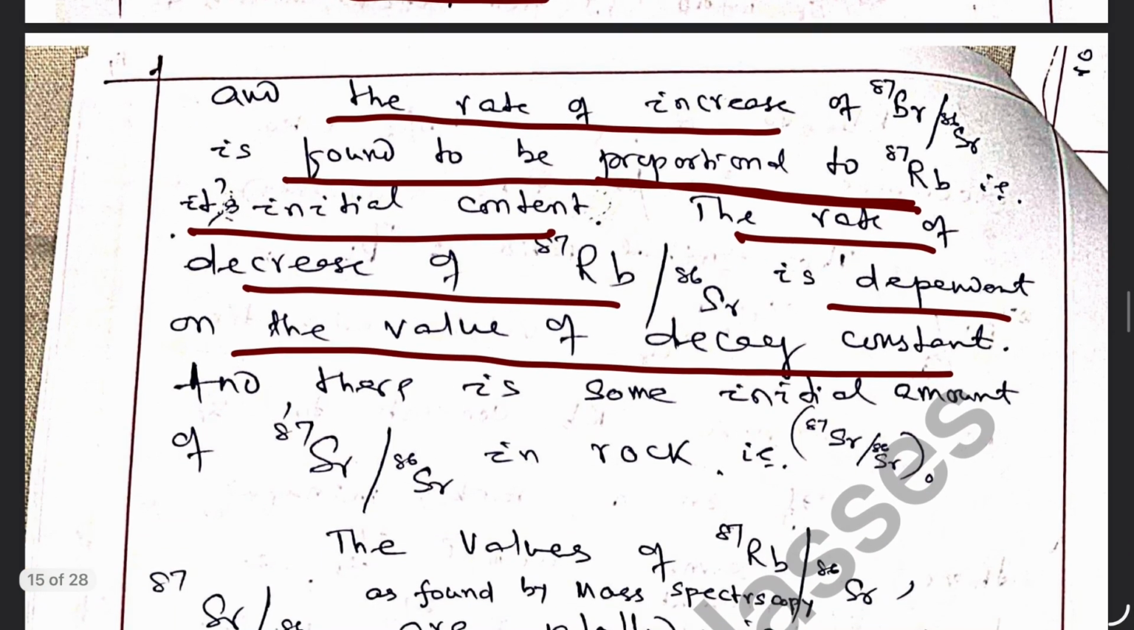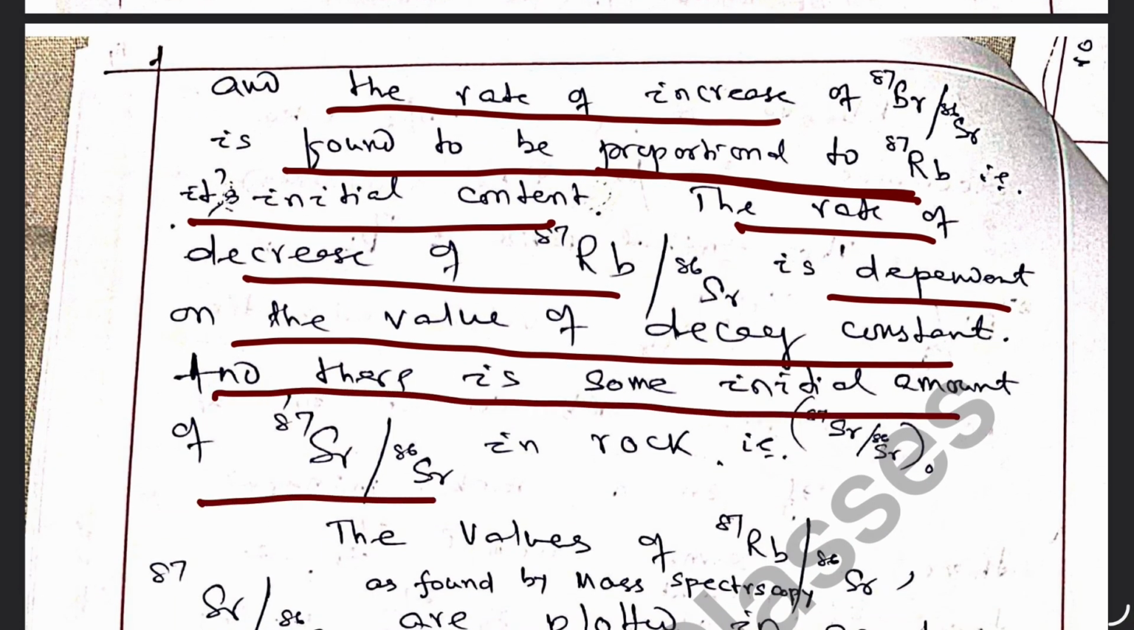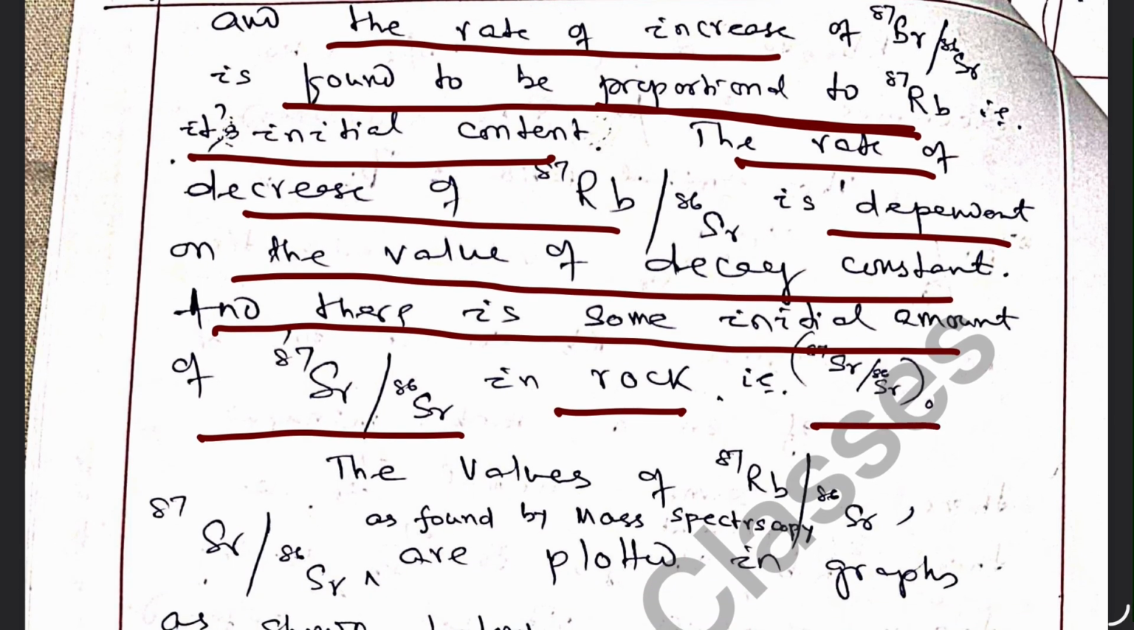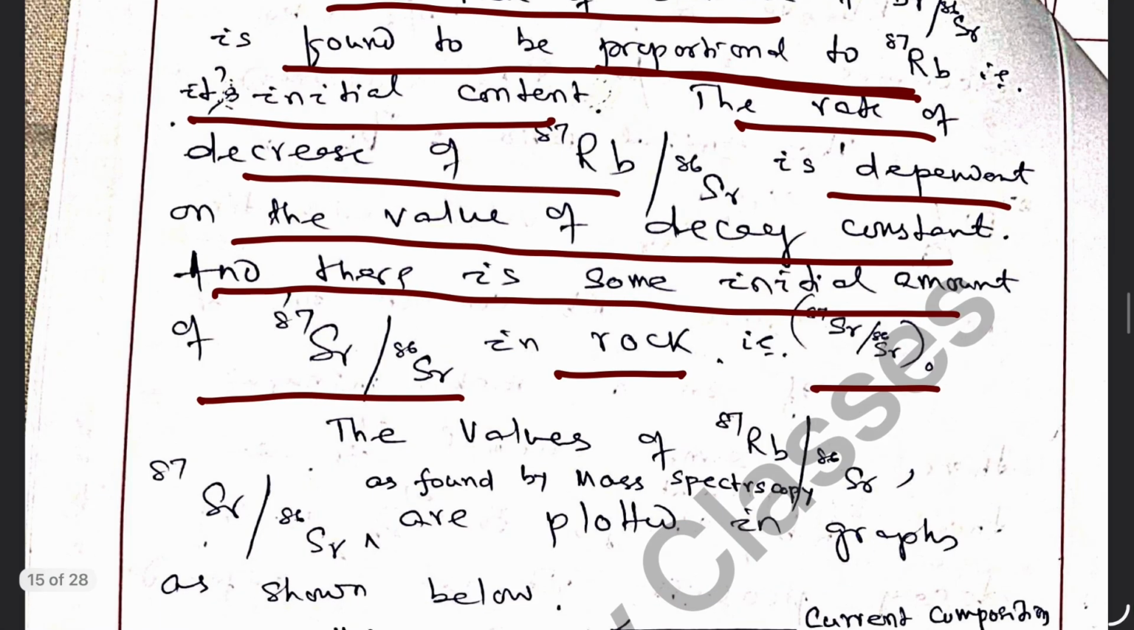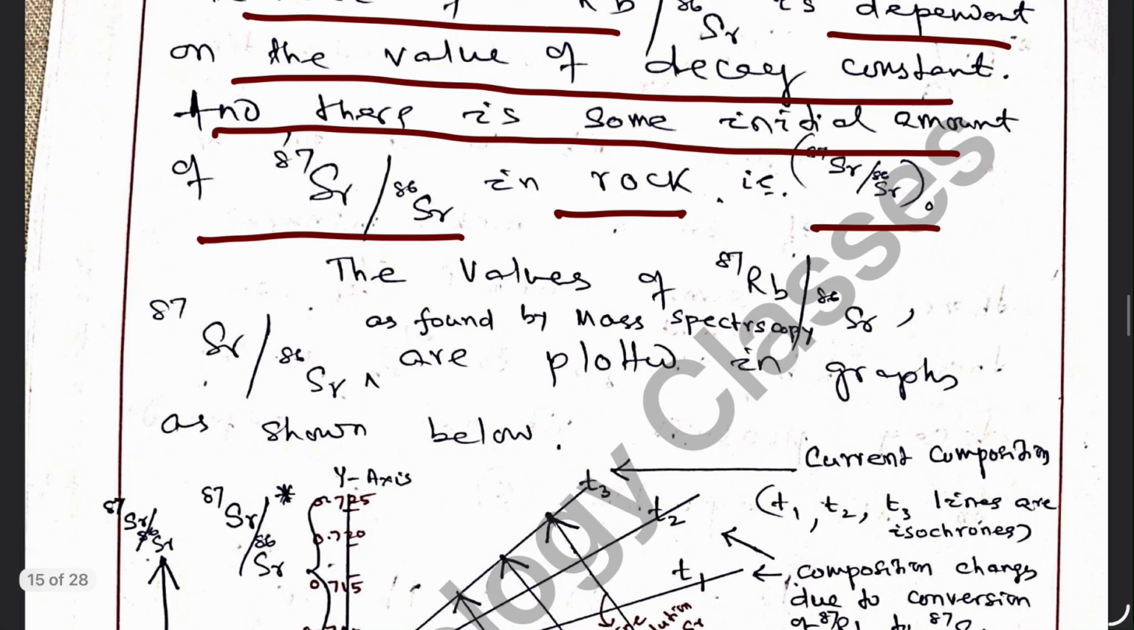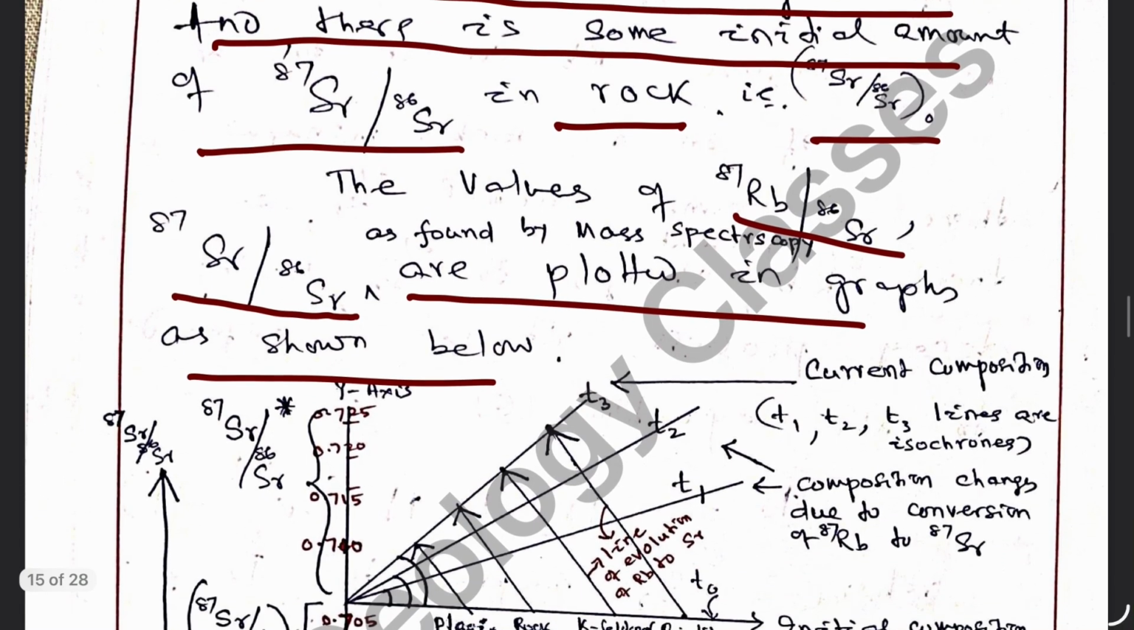and there is some initial amount of strontium 87 by strontium 86 in the rock, which is shown as strontium 87 by strontium 86 with base 0. The values of rubidium 87 by strontium 86 and strontium 87 by strontium 86, as found out by mass spectroscopy in rocks and minerals, are plotted in graphs as shown below.